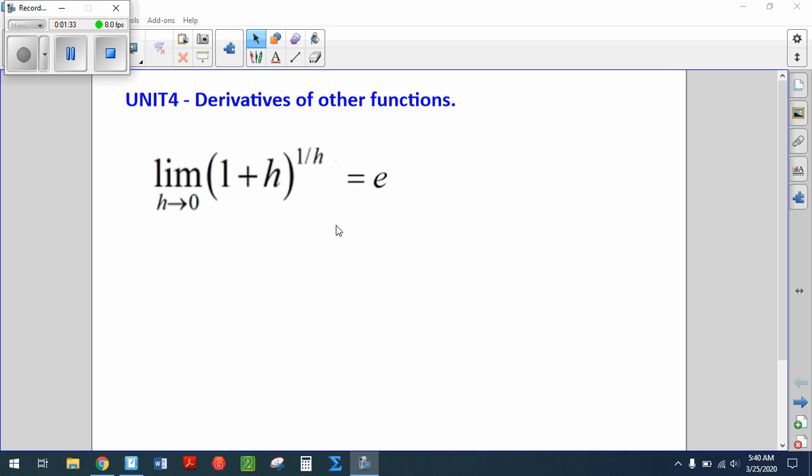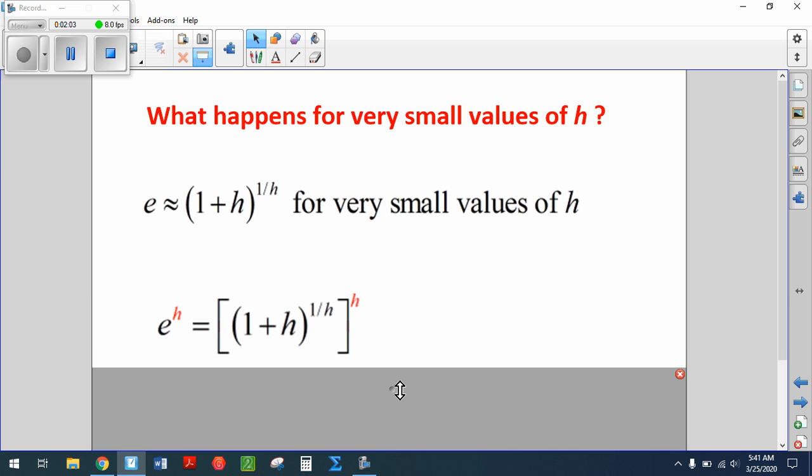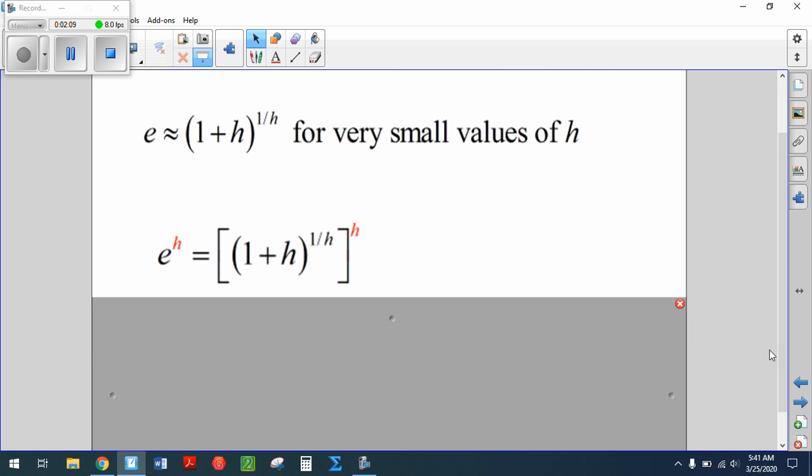It's kind of like those trig identity limits for sine of an angle over an angle as h goes to 0. The limit as h goes to 0 of this expression is equivalent to e. So the question is, what happens for very small values of h? Because we're going to have h approach 0. As h approaches 0, which makes h very, very small, this expression is equal to e. So if I take this expression as equal for very small values of h, and I raise both sides to the power h, and then do some math with it.